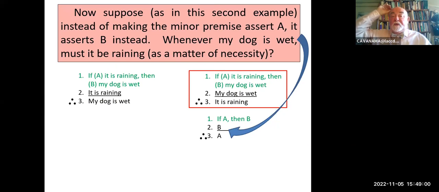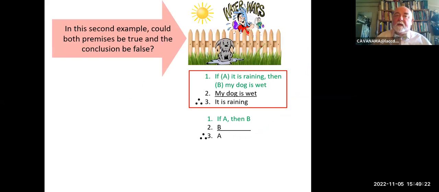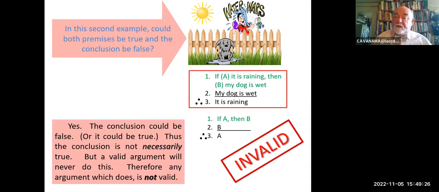Now, suppose in the second example, instead of making the minor premise assert A, I make it assert B instead. Whenever my dog is wet, must it be raining as a matter of necessity? So this example says, if it is raining, then my dog is wet, and my dog is wet, therefore it's raining. Could that conclusion be false? Could the premises both be true and the conclusion be false?